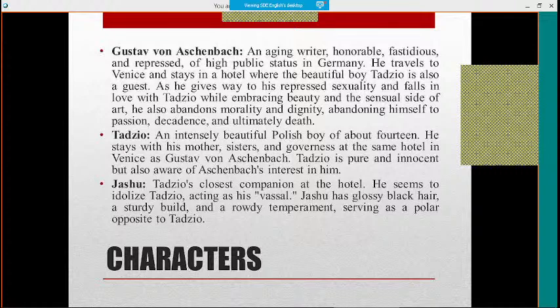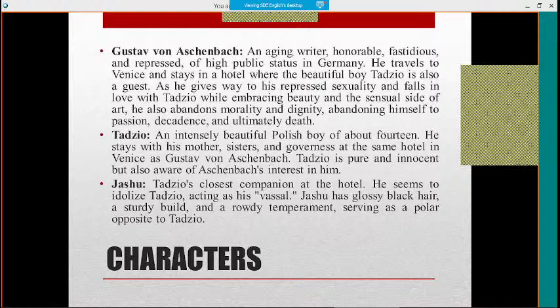Tadzio. Tadzio is ideal beauty according to Gustav von Aschenbach. He's a beautiful, polished boy. He's only 14 years old. He stays with his mother, sisters, and also a governess. He has 3 sisters, and then he has a governess. A governess is a teacher. They are staying at the same hotel, and Tadzio is pure and innocent, but he is also aware of Aschenbach's interest in him.